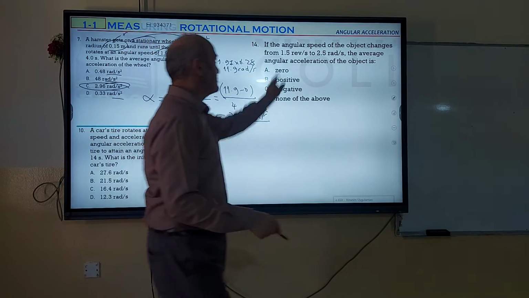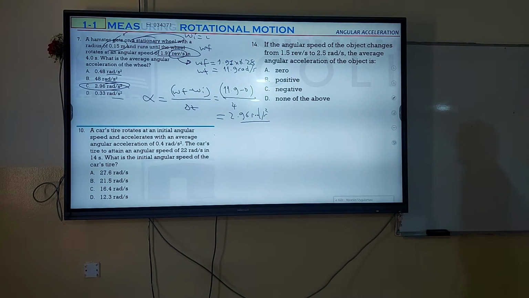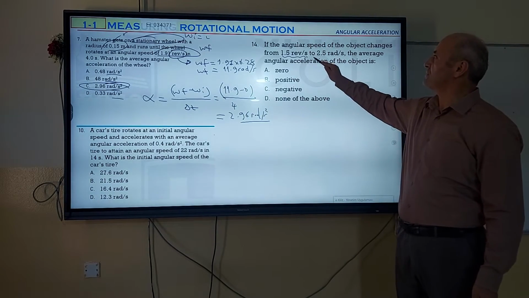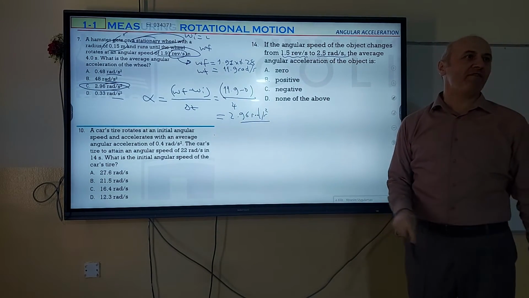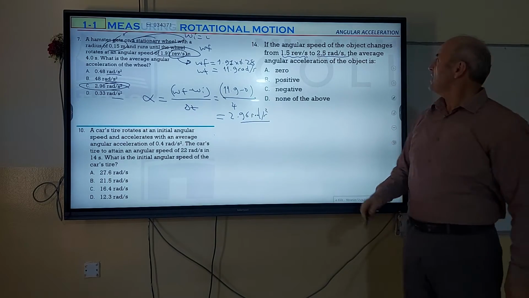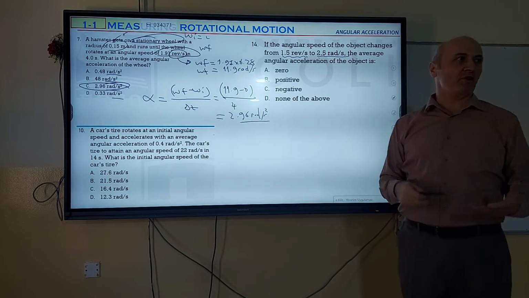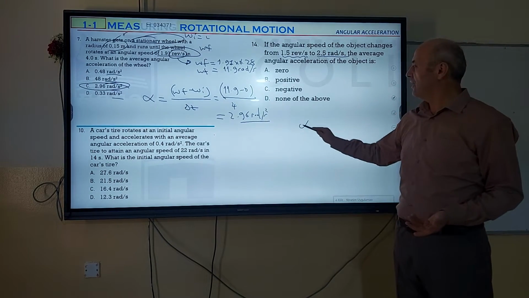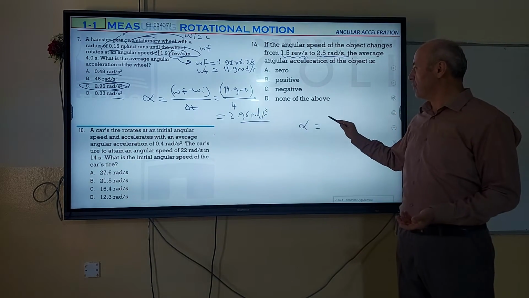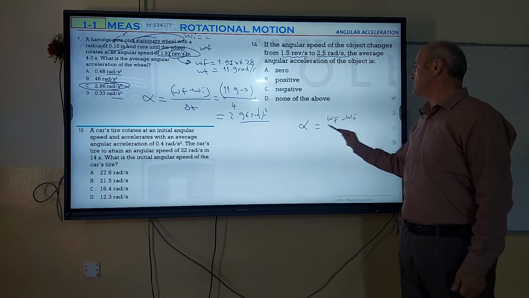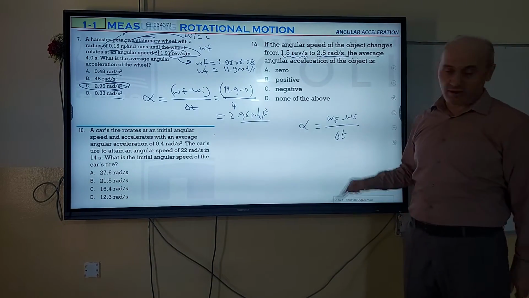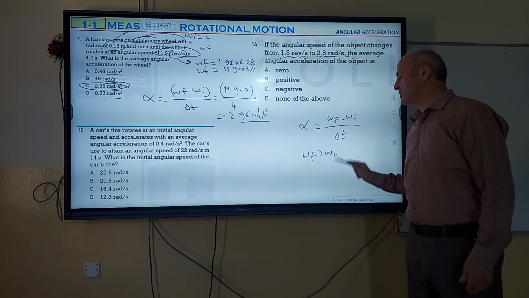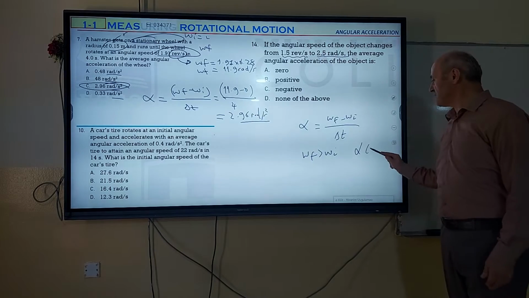You can find this. This one is a bit tricky. If the angular speed of the object changes from 1.5 revolutions per second to 2.5 radians per second, the average angular acceleration of the object is going to be positive, negative, or 0. How can we find alpha? Good. So, omega final minus omega initial divided by delta t. If omega final is greater than omega initial, what does it mean? Alpha is positive.